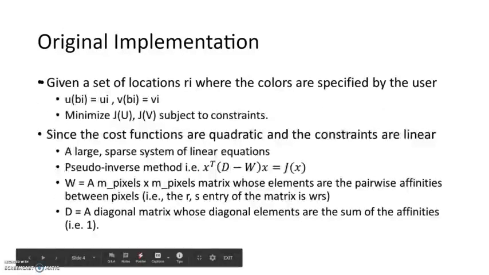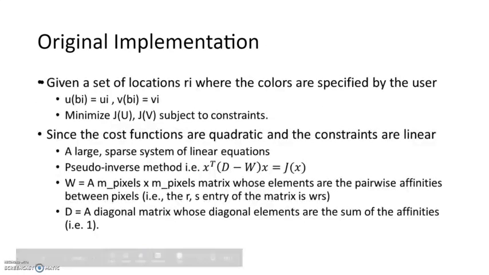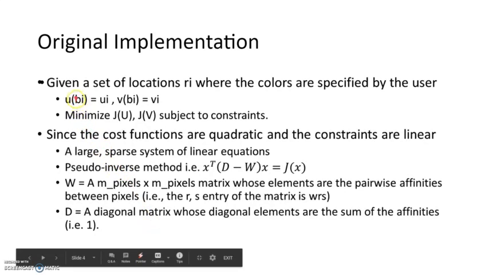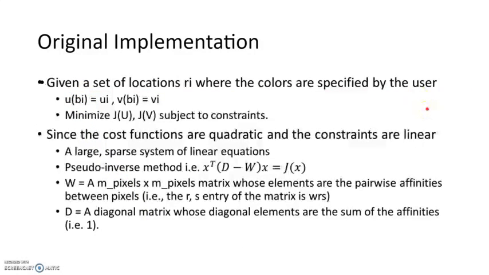So the original implementation by the authors is as follows. In our case, b(I) denotes a pixel whose color has been defined by the user. So recall that we have a grayscale image and the user will give some color hints or color scribbles. So some pixels will have color information and most of the pixels will have grayscale values, just luminance values, or black and white values.